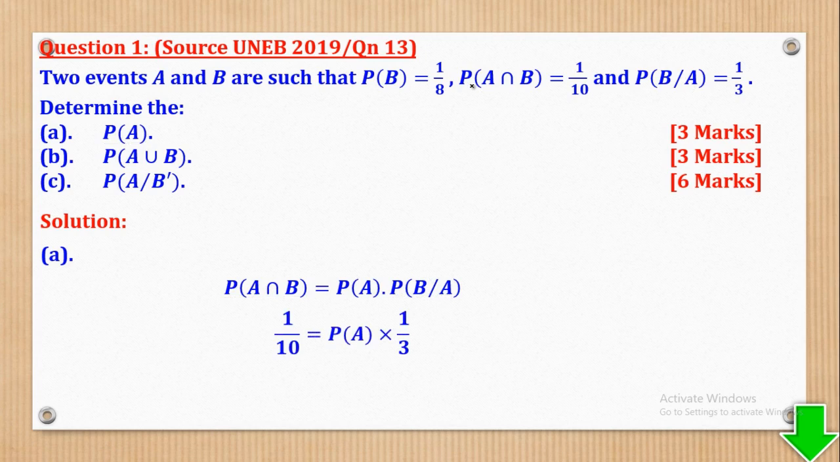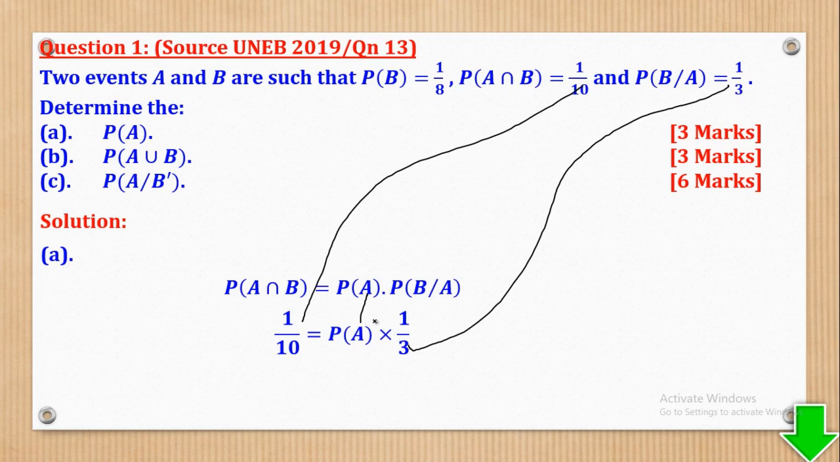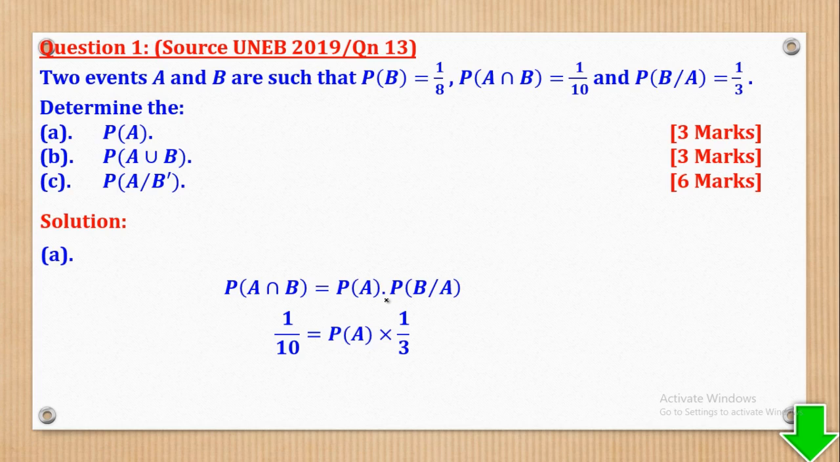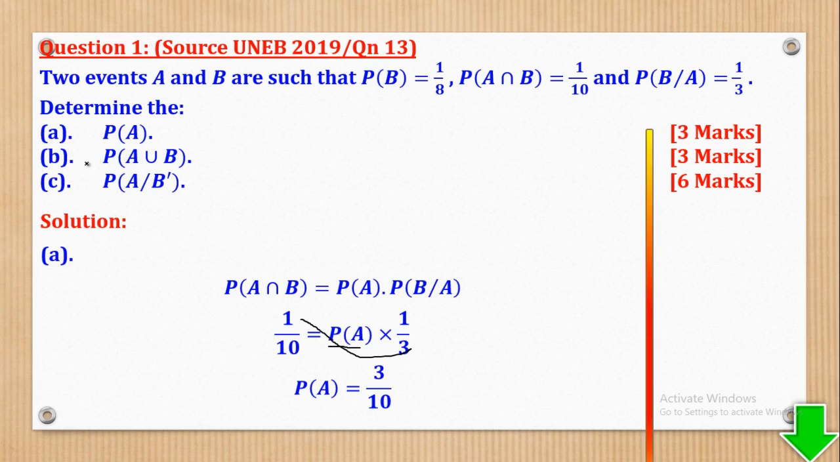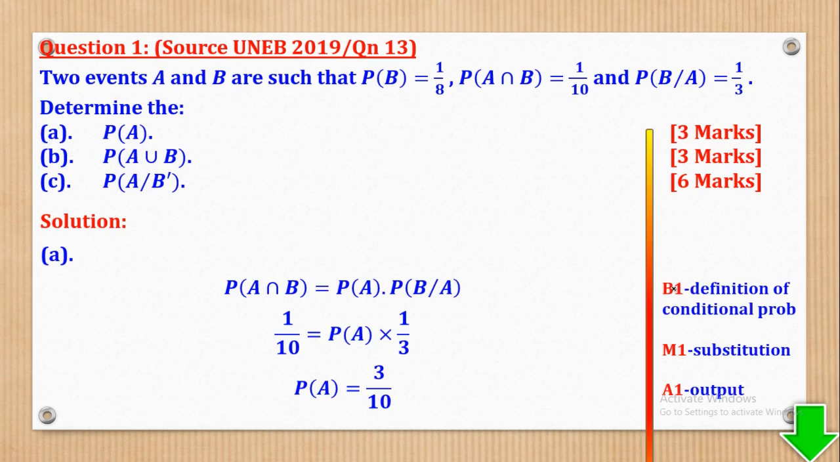The next we shall substitute, because we know that probability of A is what we want. Then probability of A intersection B is 1/10. Probability of B given A is 1/3. So next is to make probability of A the subject, and when we make it the subject, we shall just cross multiply, take this one this side to come up with 3/10. So basically that's what they wanted for part A. Now before we go to the next slide, let's see how marks can be awarded. So B1 for you to quote the definition for conditional probability correctly, M1 for substitution, and A1 for output. So that was part A.